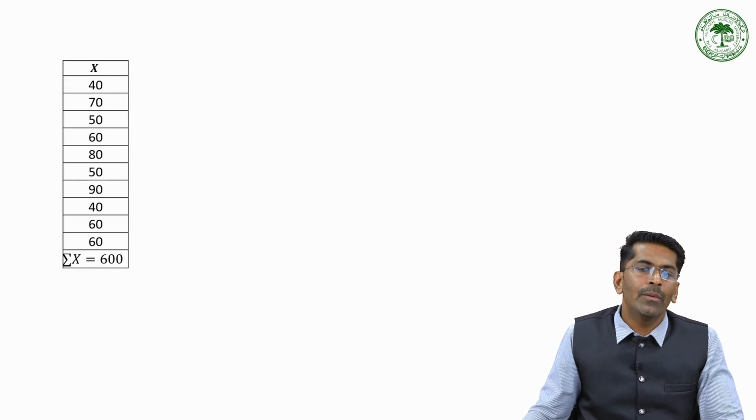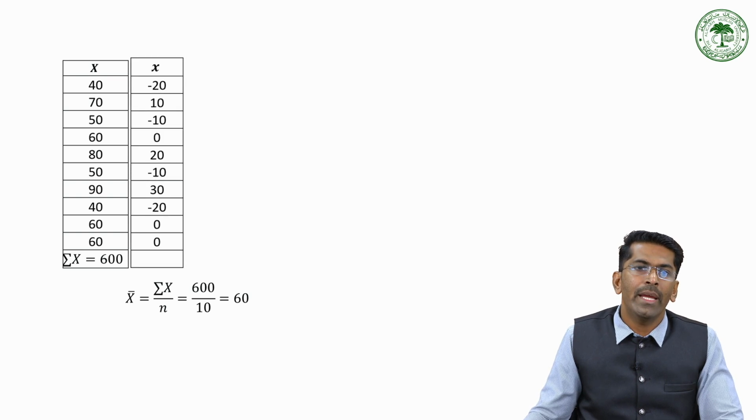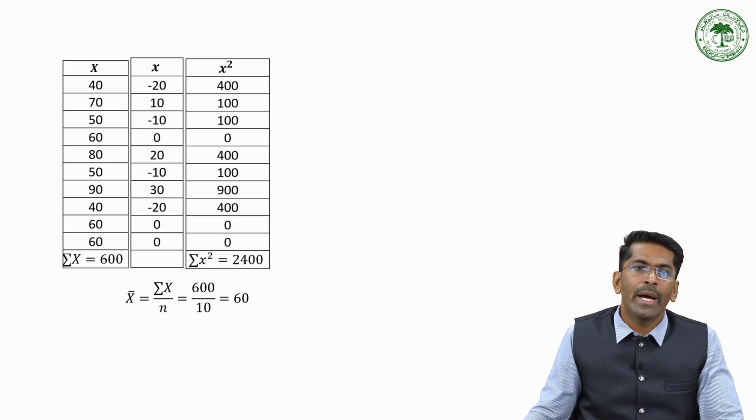So x I have written here, and the sum of x is equal to 600. I have calculated x bar, which is equal to 600 divided by n, that is the number of observations, which is 10, which is 60. Then I am going to take the deviation from the actual value, so it will be 40 minus 60, which is minus 20, and accordingly the remaining values I have calculated here and then squared them. So minus 20 squared is 400, and accordingly each value I have calculated and summed together, so the sum of x square is equal to 2400.